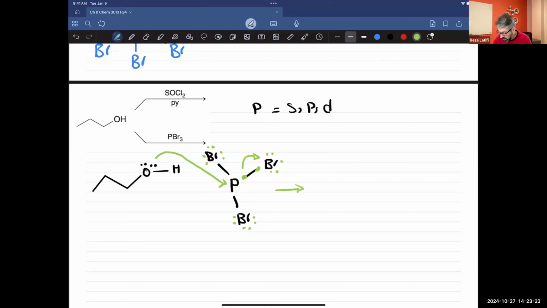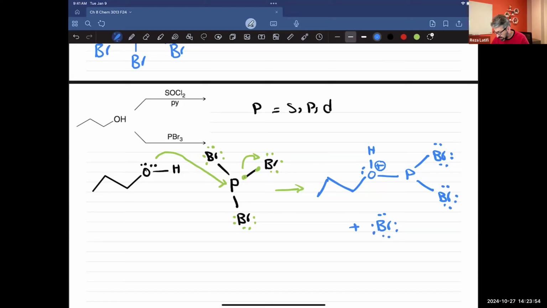So what do we get on the product side? We get this oxygen attached to hydrogen, and it has a lone pair, but it's going to have a positive charge. This one will be attached to phosphorus, and phosphorus is still attached to 2 bromines, and each bromine has 3 lone pairs. Plus, we get another product, and that product will be the bromide. Bromide will have 4 lone pairs, so that means it's going to have a -1 charge.